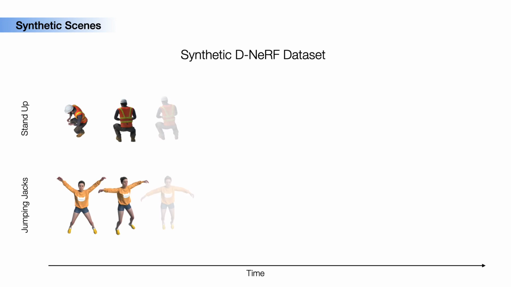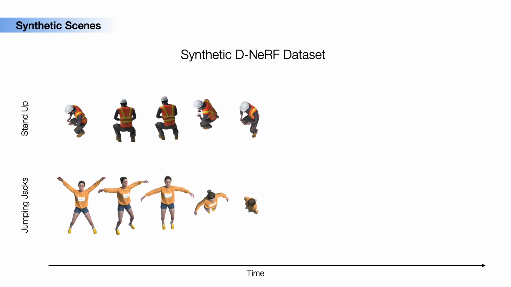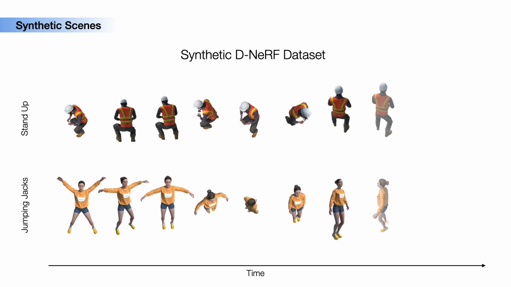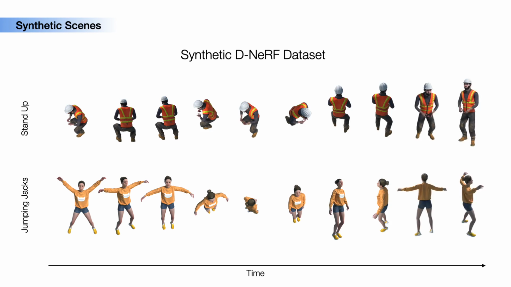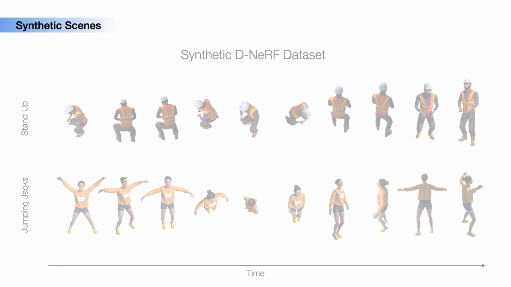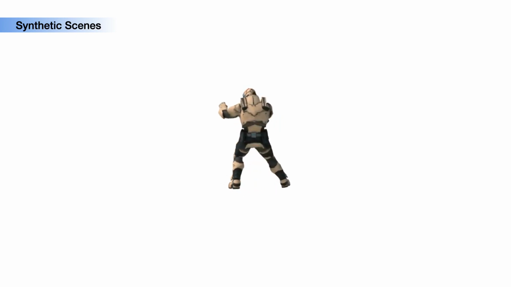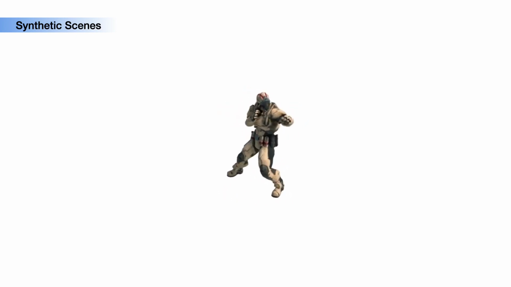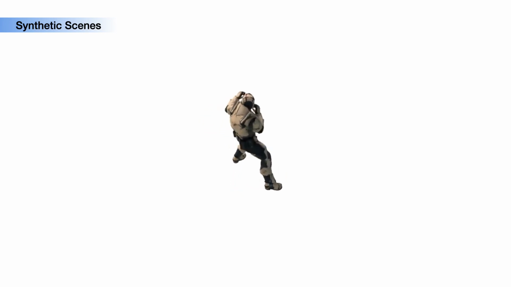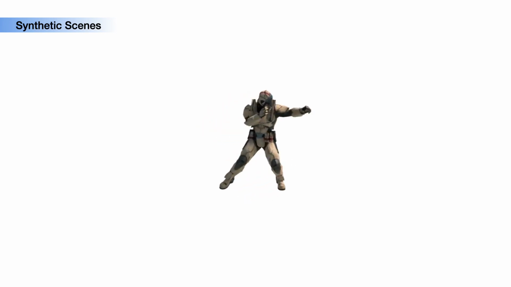Here we show results on the DNeRF dataset, which contains 8 synthetic scenes recorded by a monocular teleporting camera. In this setup, our method reconstructs a radiance field of the full object in only 7 minutes and renders high-quality novel views in real time.